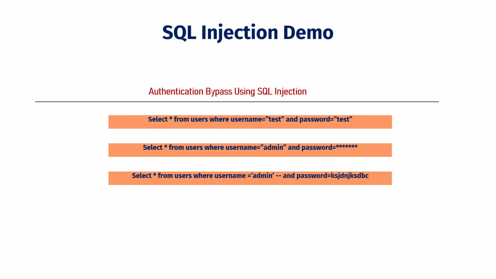And now I know what my query will look like. Now, don't forget the quotes here to avoid any syntax errors. And the query will look like select star from users where username is equal to 'admin' double hyphen and password equal to some random value.